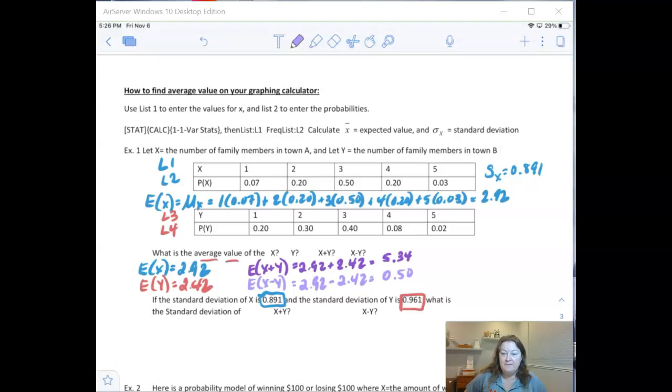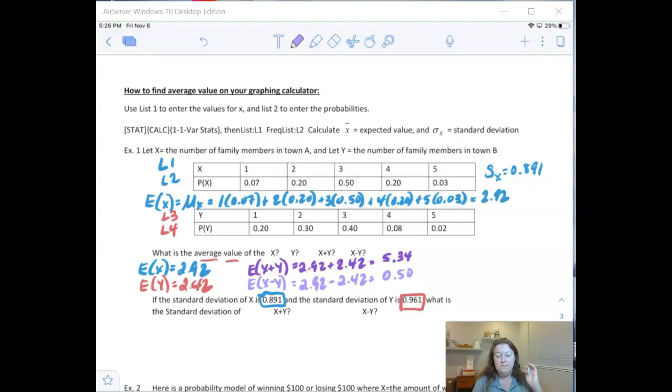Okay. So the average number of people in the 2 households, if I add them together as a total, it's 5.34. And if I was talking about how many more people do I expect from town A than town B, on average, it's a half of a person on average. Okay, so that's what that means. All right, so now let's go down and do the standard deviation stuff.